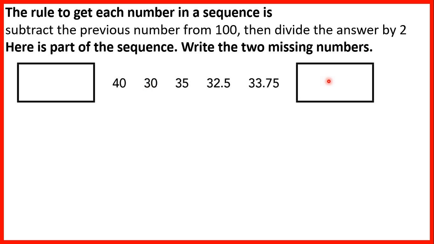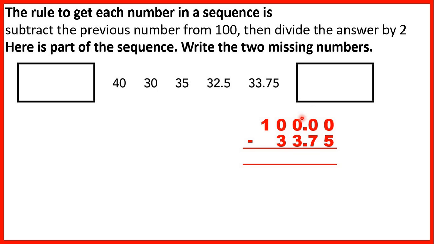So to find this number here, we need to first subtract 33.75 from 100. Remember, if we're subtracting a decimal from a whole number, we can write a decimal point and then zeros on the end of the whole number. So we've got our decimal points lined up, so we copy down the decimal point, and now we can use column subtraction, and when we do that, and we need a lot of exchanging here, but that gives us 66.25. So we've subtracted the previous number from 100, and now we need to divide the answer by 2.